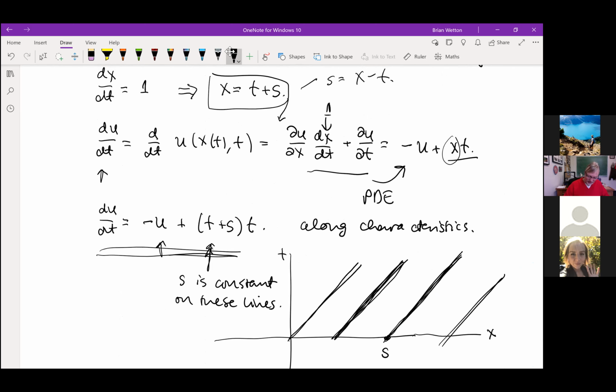And on that line, there's a natural decay with time constant 1, with some forcing that depends on where you started and what time you're at. So you know how information is propagated and how it's changing along those curves.